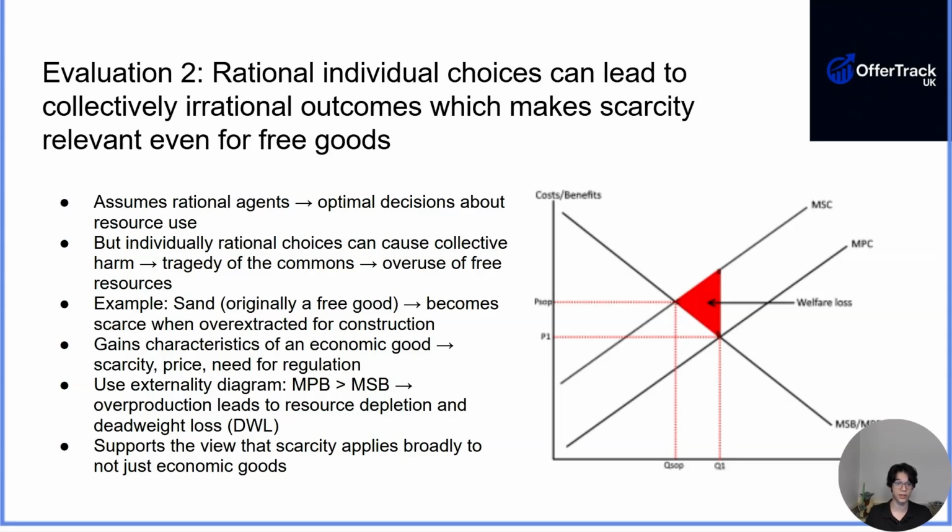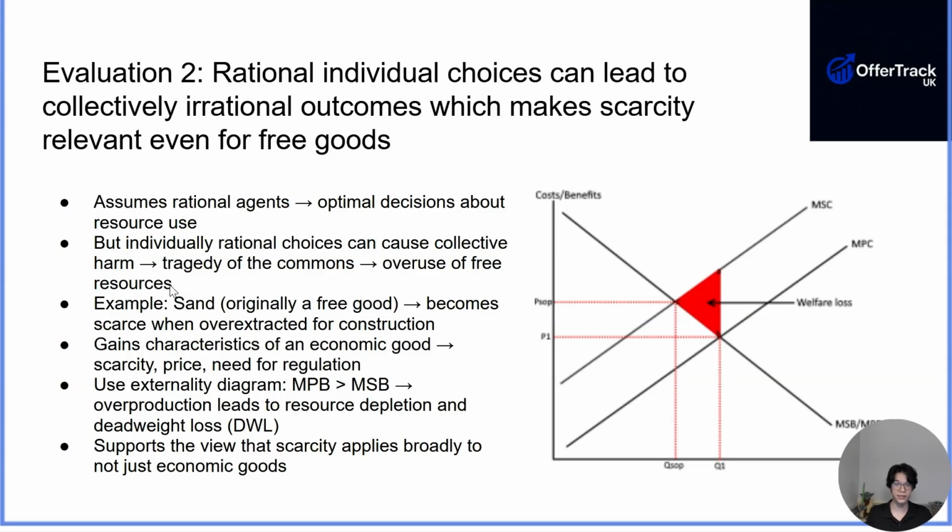We can illustrate this with a negative externality diagram. The marginal private cost of using sand exceeds the marginal social cost, so sand is overconsumed by producers. From the agent's point of view, their decision is rational, but this results in overproduction, resource depletion, and long-term harm, an inefficient outcome which is shown through the shaded red area, deadweight loss or deadweight welfare loss.